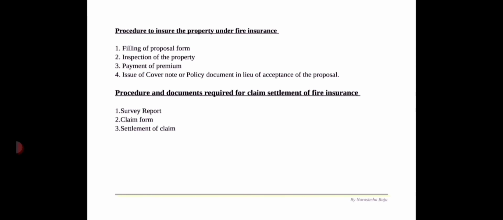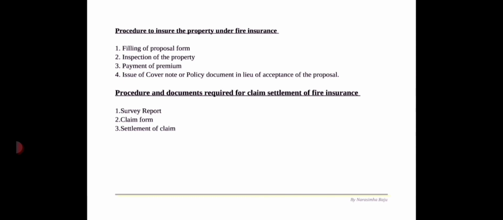Here, the filling of the proposal form includes the description of the property, construction of external walls and roof, number of storeys of the building, occupation of each portion of the building, presence of hazardous goods, process of manufacture, the sums proposed for insurance, the period of insurance, history of previous losses, etc.